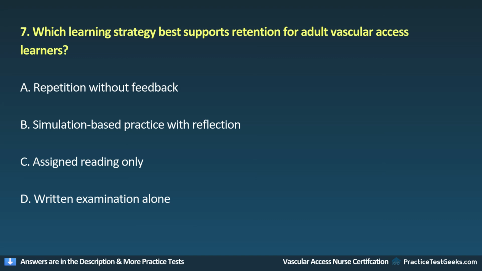7. Which learning strategy best supports retention for adult vascular access learners? A. Repetition without feedback. B. Simulation-based practice with reflection. C. Assigned reading only. D. Written examination alone.